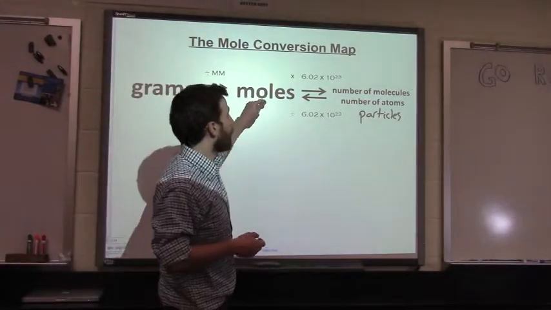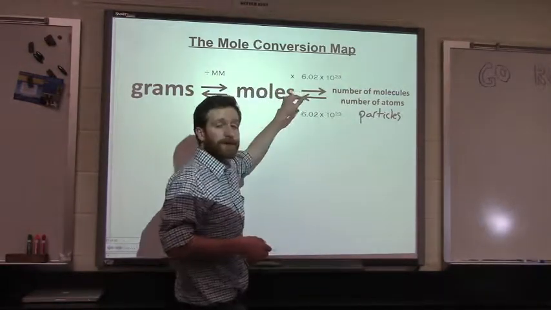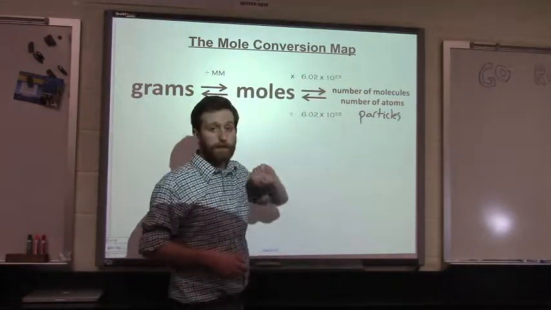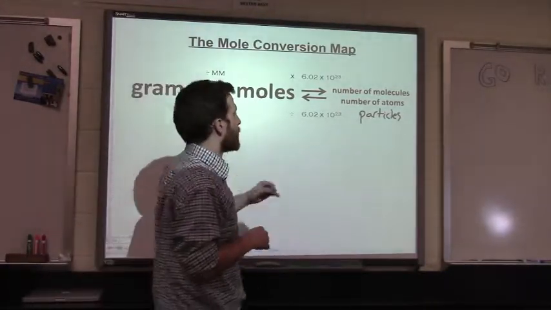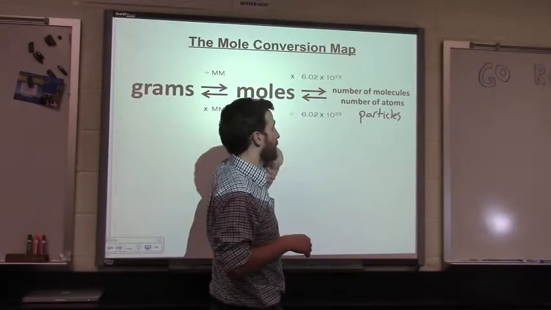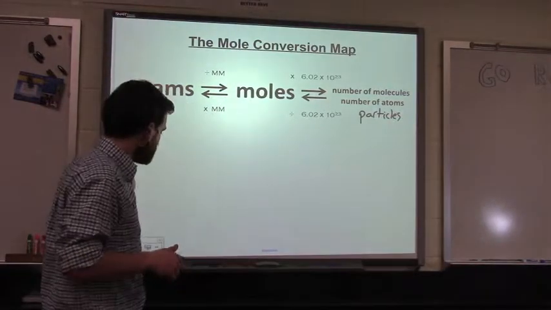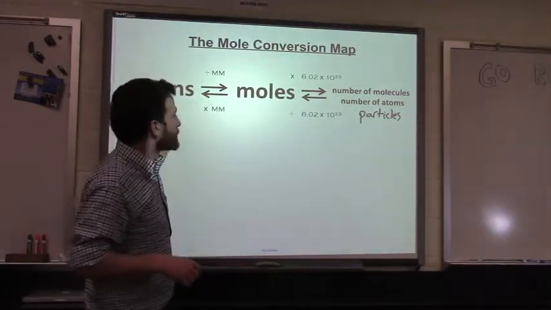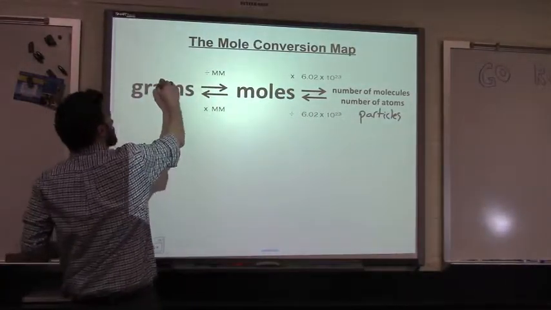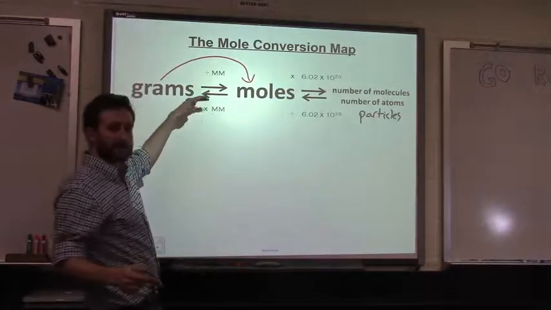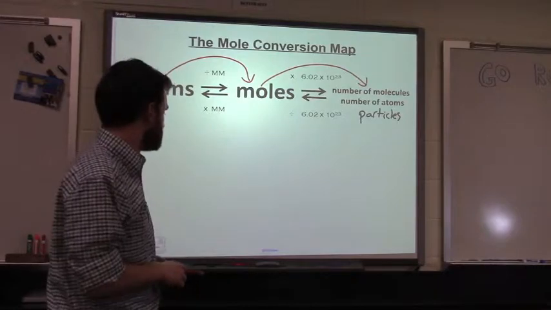If I want to go from moles to number of particles, again, the arrow is pointing from moles to number of particles, so I multiply by Avogadro's number, 6.02 times 10 to the 23rd. If I want to go from number of atoms or number of molecules, particles, back to moles, I would divide by Avogadro's number. Now, if I want to go from grams all the way over to particles, I've got to go through moles. So the first thing I do would be divide by the molar mass, and then the next thing I'd do would be multiply by Avogadro's number.